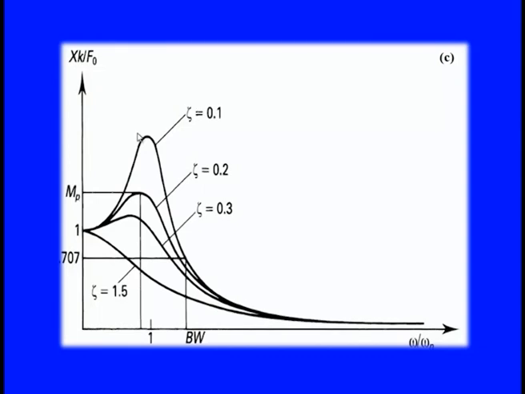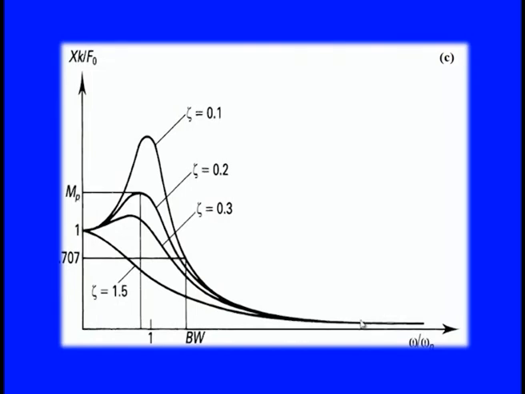So, when we are trying to find the relation between the transmission features, that is X by F0, the transmission ratio, and the excitation frequency ratio, the natural frequency and the forcing frequency, we can simply find that when we have a low damping coefficient, that means the damping we are providing is quite low as compared to the critical damping of the system, then we know that the transmission is very high.